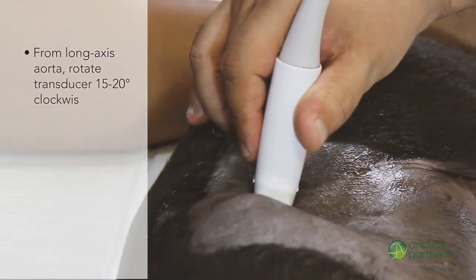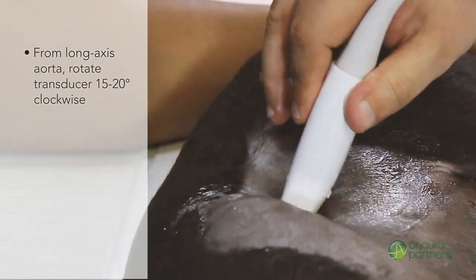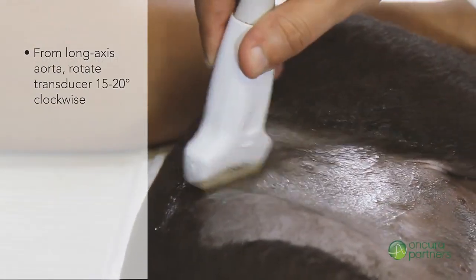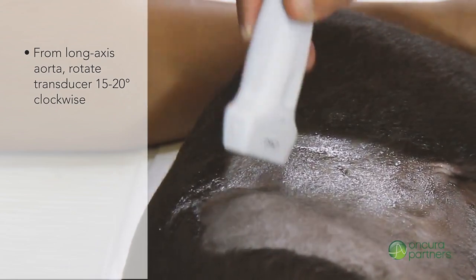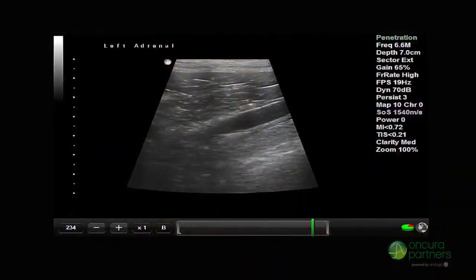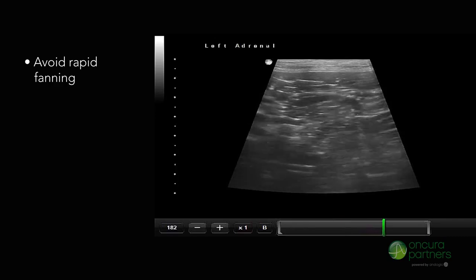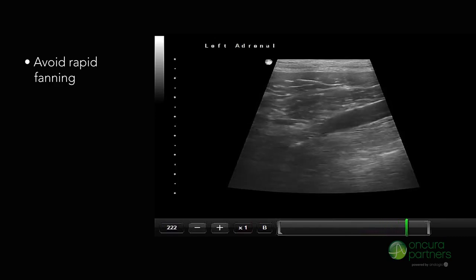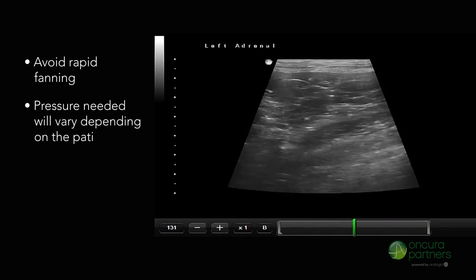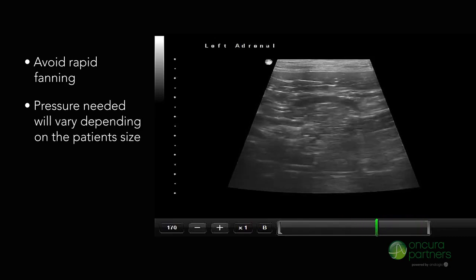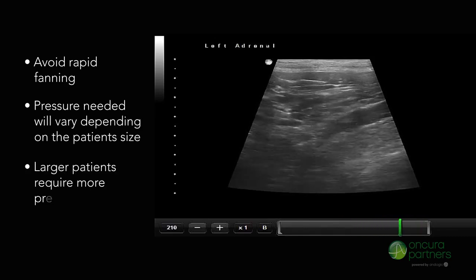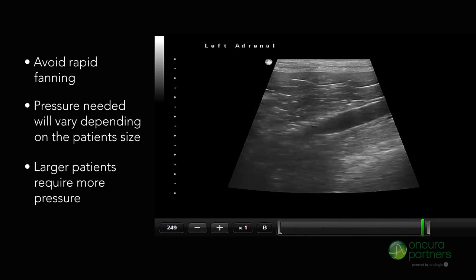From the long axis aorta, rotate the transducer 15 to 20 degrees clockwise and then begin fanning. Please note that rapid fanning will make the identification of this small organ very challenging. Further, the amount of pressure needed will vary depending on the patient's size, with larger patients requiring slightly more pressure.